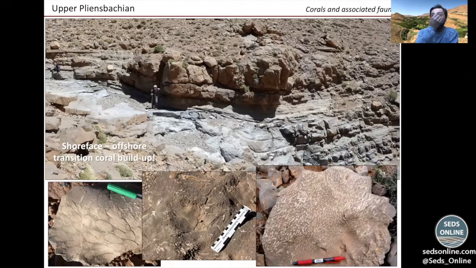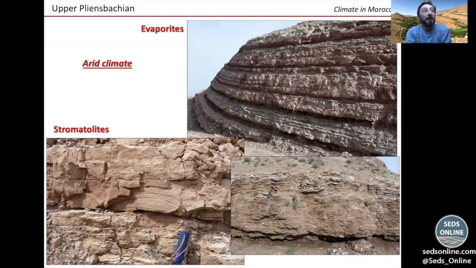And at that time, the climate in the Pliensbachian Basin was actually an arid climate. And we have several indicators, and maybe the most striking one are those evaporite deposits that we can find every now and then here in the basin. Very nicely bedded evaporite deposits. And you can see actually that some of them are bound by stromatolitic mats, right?